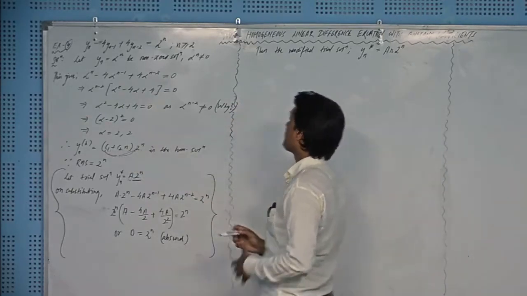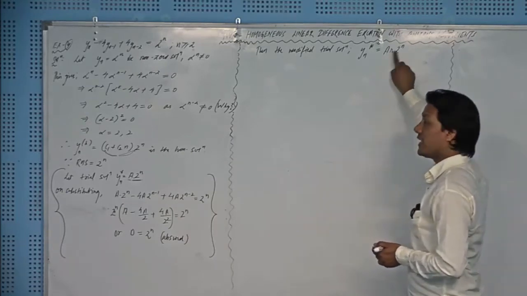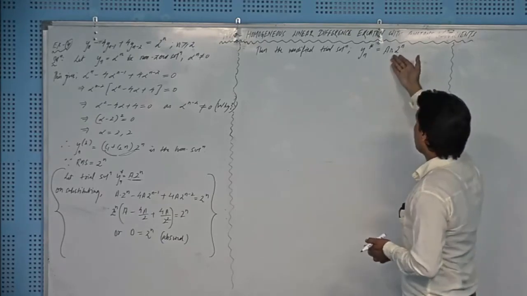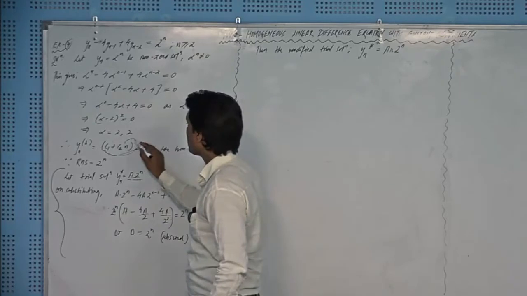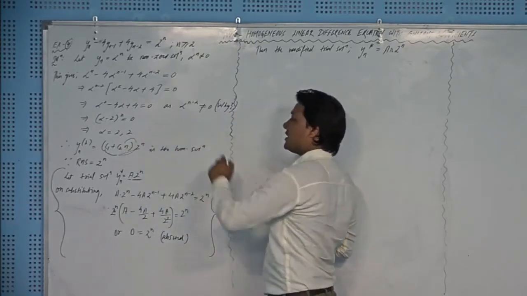C1 times 2 to the power n. And you see that this is a times n times 2 to the power n, constant times n times 2 to the power n. But again, this is a part of the homogeneous solution. If you focus on the second term, constant times n times 2 to the power n, it is already appearing here.